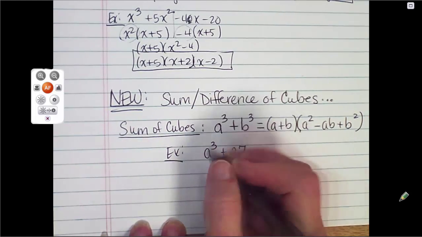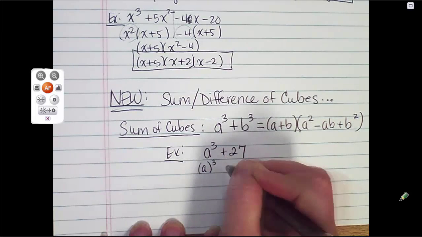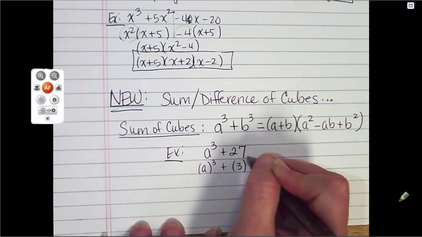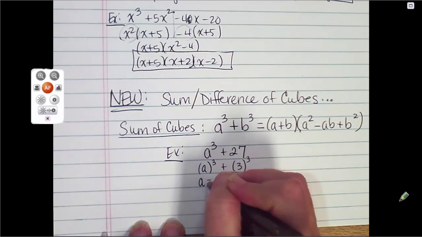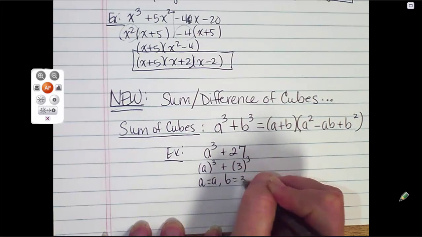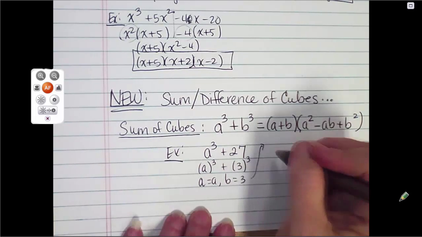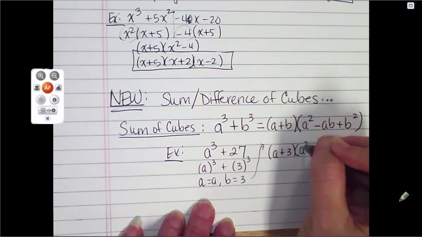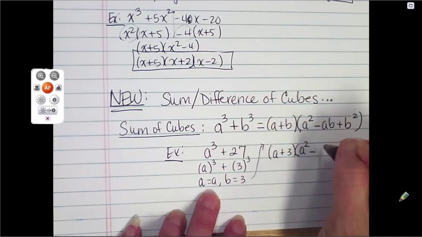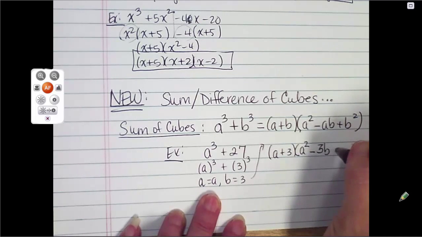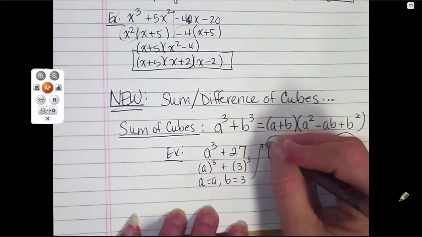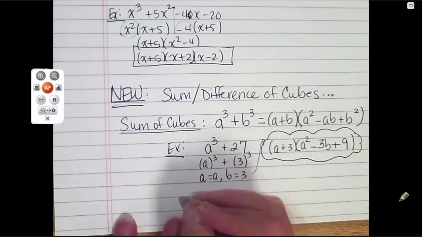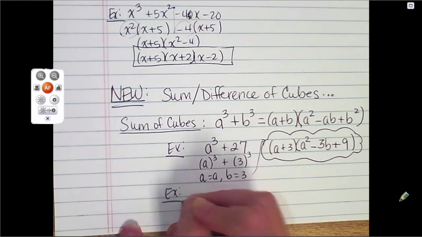We'll start with a cubed plus 27. Well, a cubed I'm going to rewrite as a all cubed, and 27 is 3 all cubed. So I can see what my a value and my b value are for the substitution into the formula. So a cubed plus 27 factors as a plus 3 times a squared minus 3a plus 9. 3 squared is 9. Let's do one more.